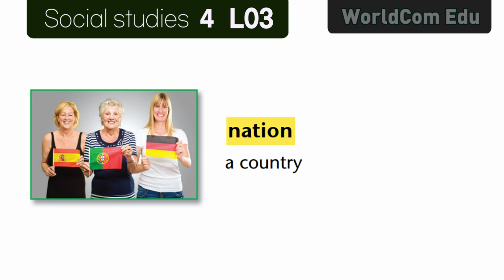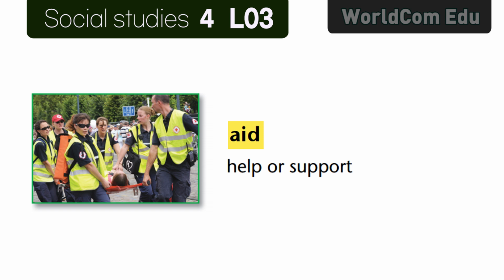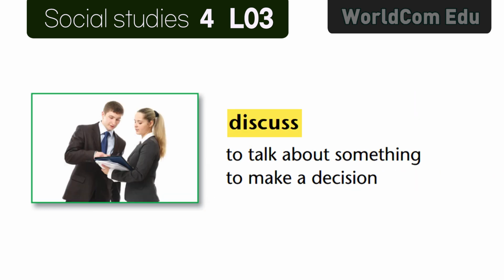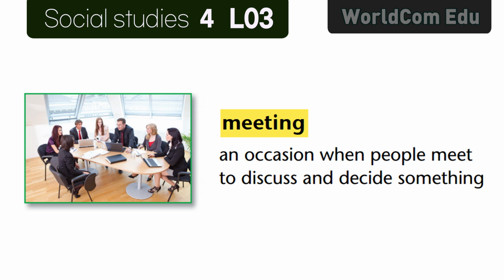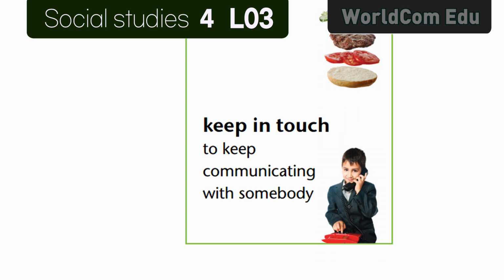Lesson 3. We are part of the world. Nation. A country. Disaster. A very bad event such as fire, flood, or earthquake. Aid. Help or support. Supply. Things that are needed such as food, medicines, or clothes. Discuss. To talk about something to make a decision. Meeting. An occasion when people meet to discuss and decide something. Be made up of. Be composed of. Keep in touch. To keep communicating with somebody.